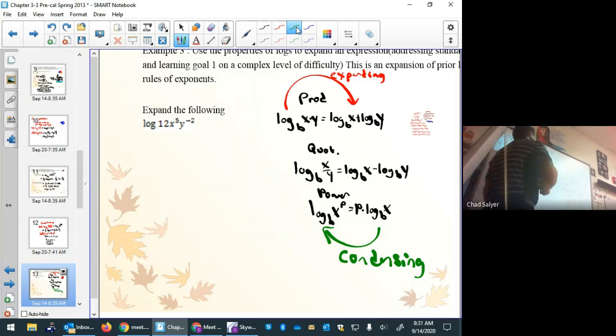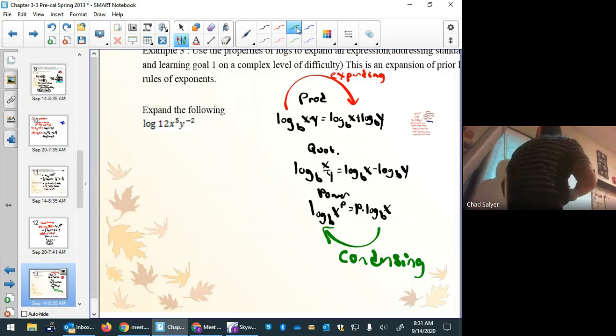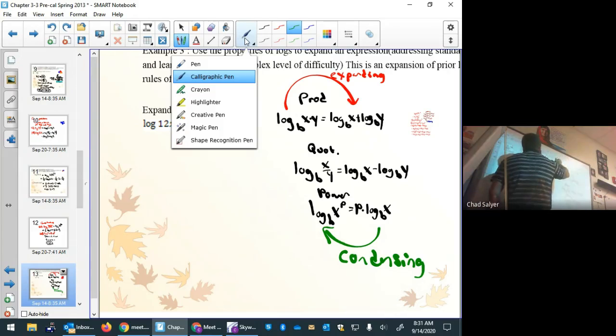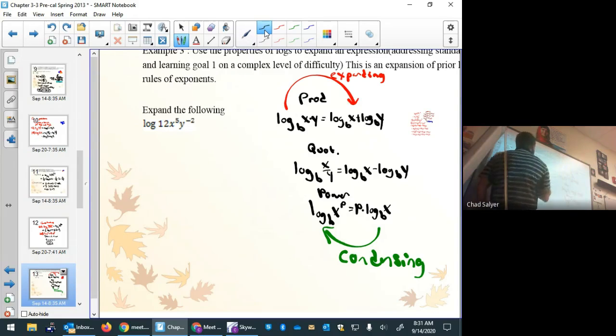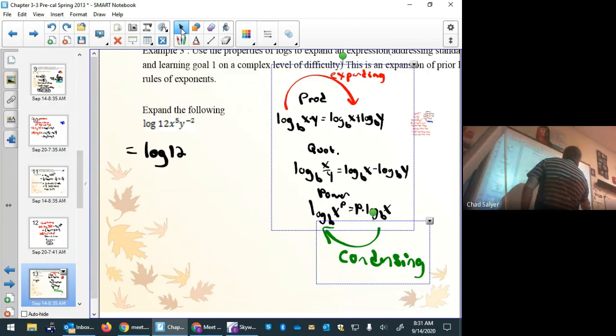So here we're going to expand. In other words, we're starting with something here, we're making it into something there. This is going to be quite a few steps. So my first step is going to be to apply the product property. So I'm going to rewrite this as the common log, no base, it's understood to be 10, of 12. Let me get this stuff out of the way.